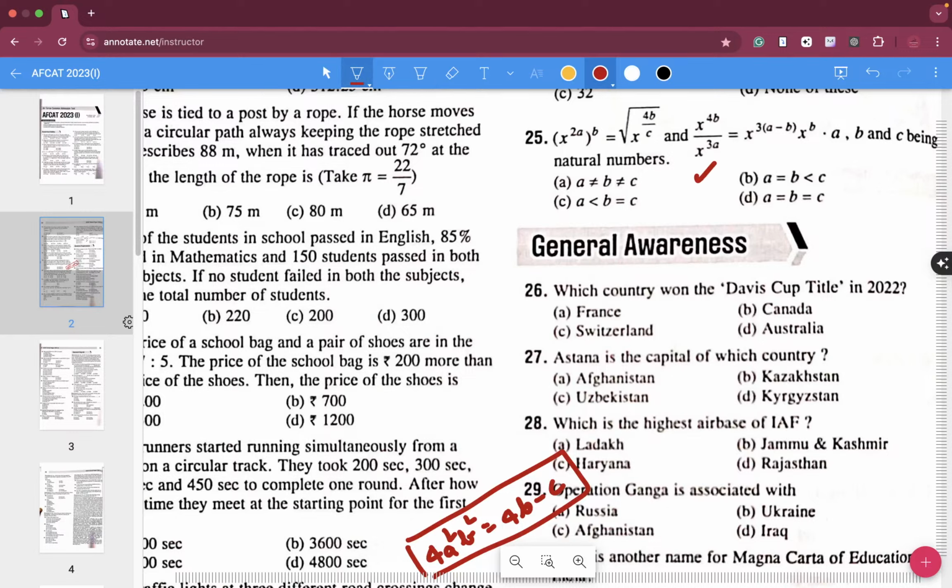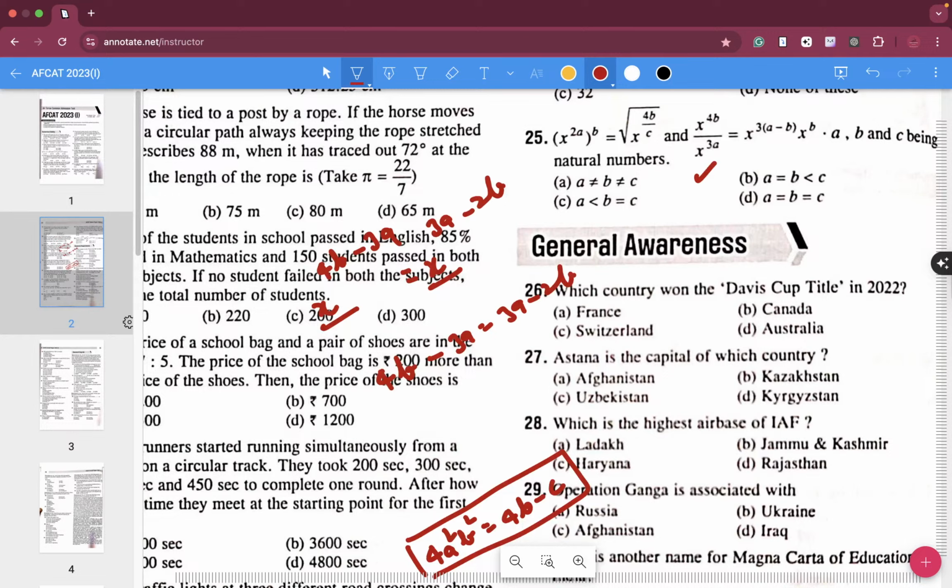And now if you solve for this particular stuff over here, this is x raised to the power 4b minus 3a, if this is in the division. Now which is equal to x raised to the power 3a minus 3b plus b, or otherwise we can also write it as minus 2b. Now bases are same, so can we write 4b minus 3a is equal to 3a minus 2b?